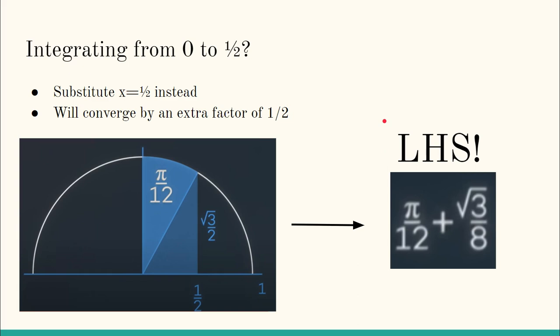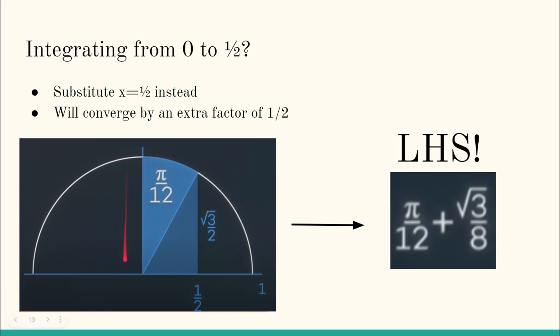And why would he want to do that? Well, the reason why he did is because he knows that integrating from 0 to 1/2 will make his series converge by an extra factor of 1/2. And this will mean faster and more digits of pi in less time. So efficiency reasons. So here, the only difference is that you have to use x equals 1/2 instead.